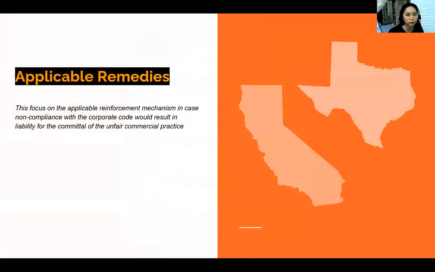All right, there are applicable remedies. These applicable remedies are only focused on the enforcement mechanism in case of non-compliance with a corporate code that would result in a liability for the committal of the unfair commercial practice. So the limitation of this is only about the non-compliance with the corporate codes that is resulting to liability for the committal.